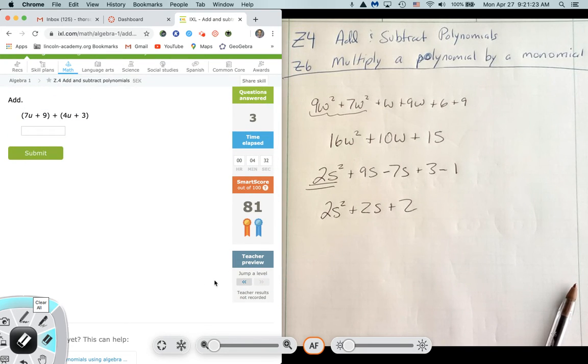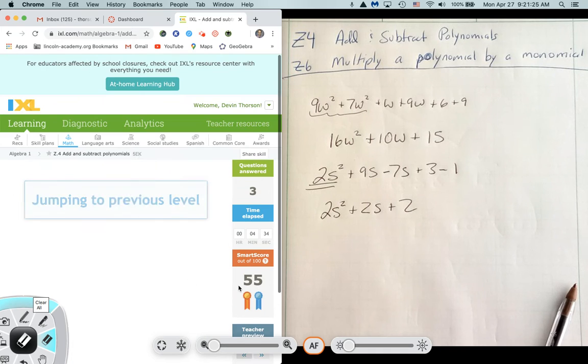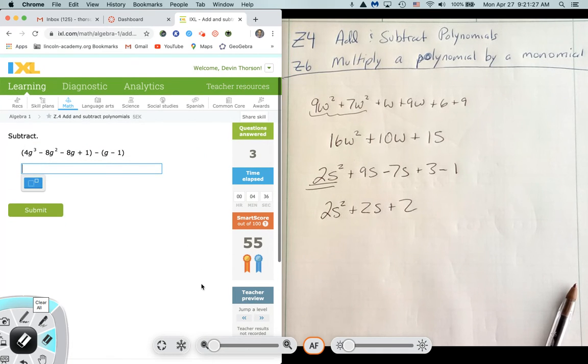That's just funny. All right, we'll stick with this one. It looks like it even keeps going back to the same one.